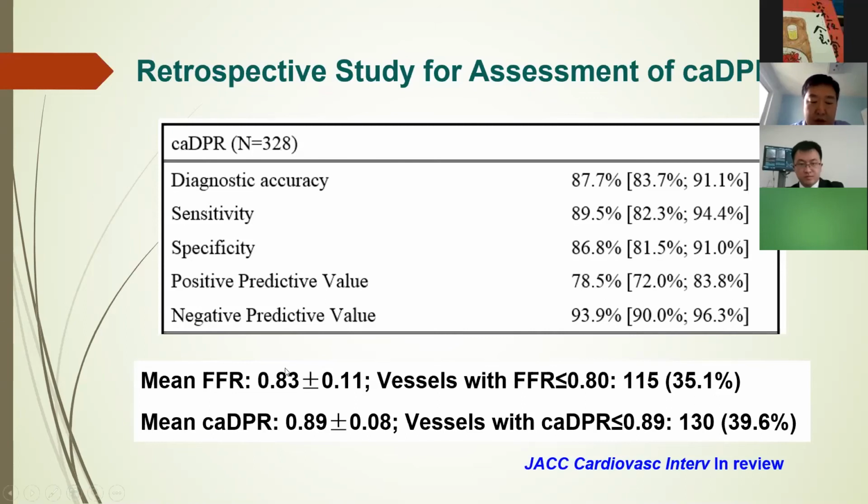The mean FFR value is 0.83, and the vessels with FFR smaller than 0.8 are 75%. But for the CADPR, the mean value is 0.89. The vessels with a CADPR smaller than 0.89 are close to 40%. That means our CADPR is very similar to the pressure wire determined IFR. It can increase the stenting case.